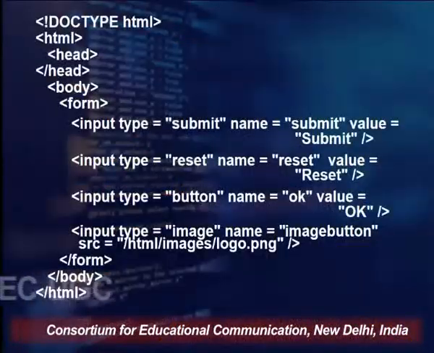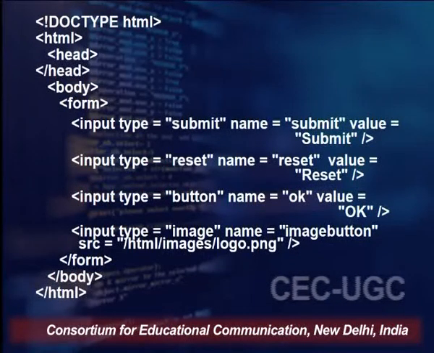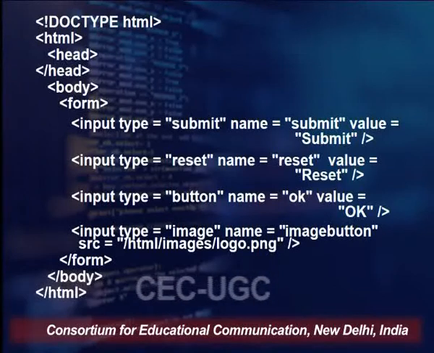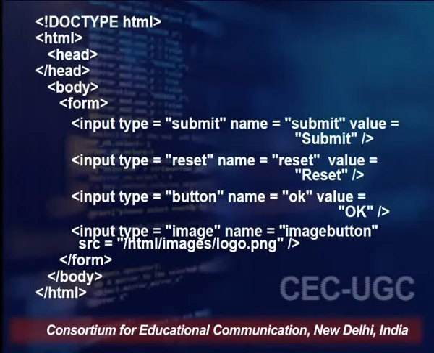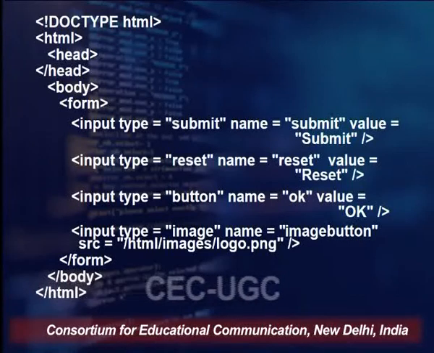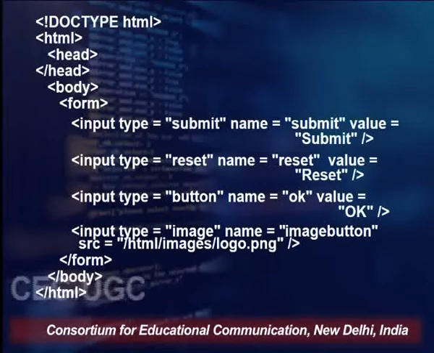Here we have the code: doctype HTML, and within the body we have a form. Within the form we have 4 input tags. First it says input type equals submit, then there is a name and then there is a value. The name is submit here, or we can say name equals B1, which is button 1 or something of that sort. Then we have some value corresponding to that. The value is a kind of caption which will be displayed on the button.